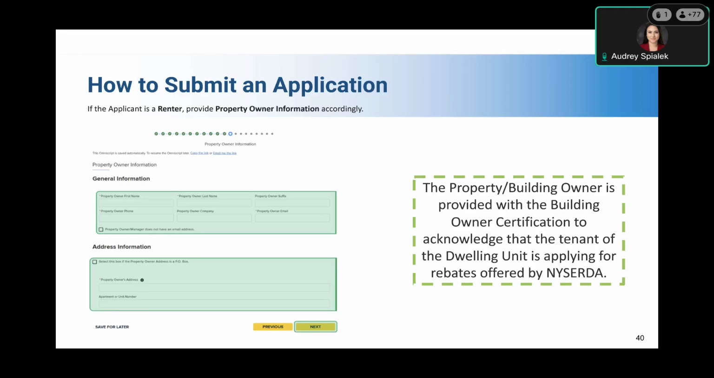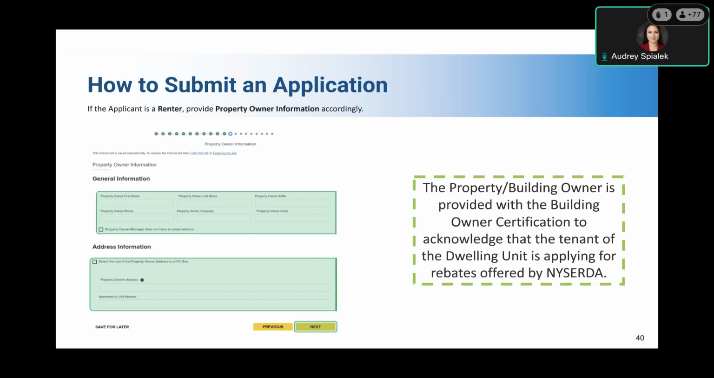So just a very important reminder here, any renters that submit applications will need permission from their property or building owner, and they will receive that permission through the building owner certification that is sent from NYSERDA to the property owner or building owner. This document is also available for download on the Appliance Upgrade Program webpage on our NYSERDA webpage. We can drop a link for you to access that if you wanted to prepare in advance for the tenant to work with their landlord and receive that signature.